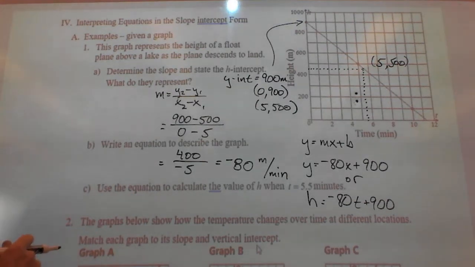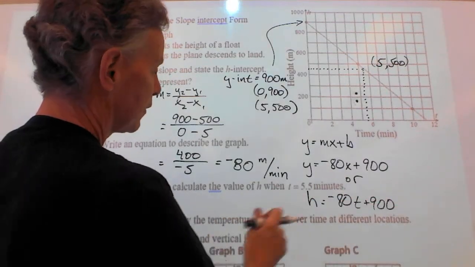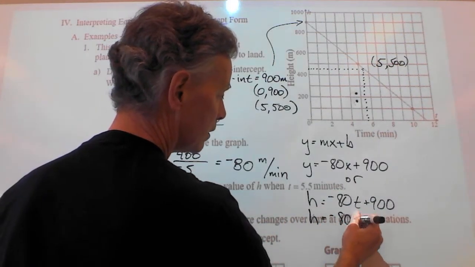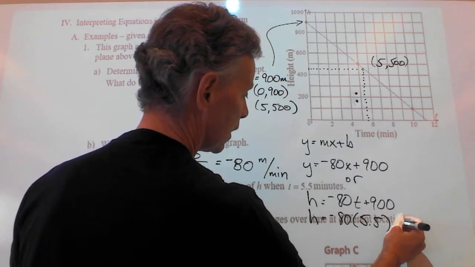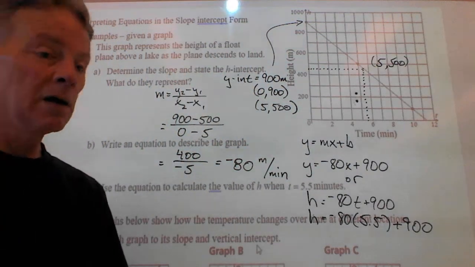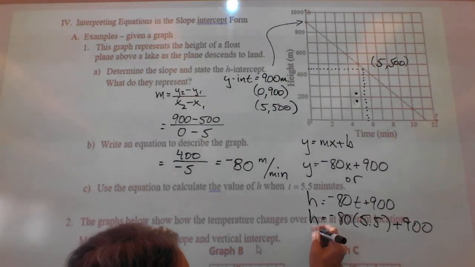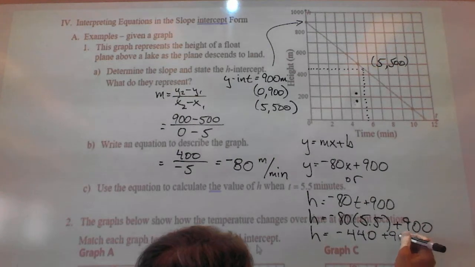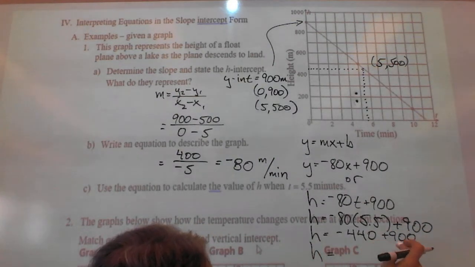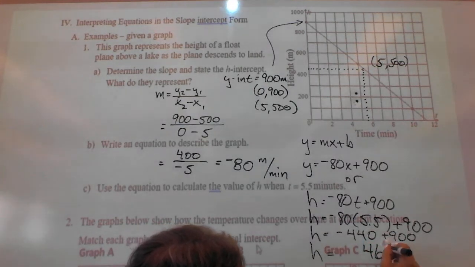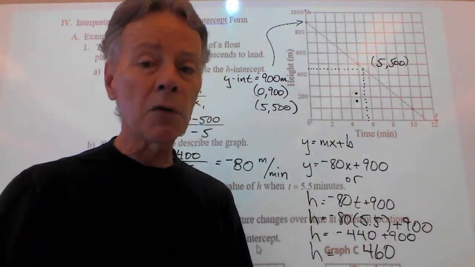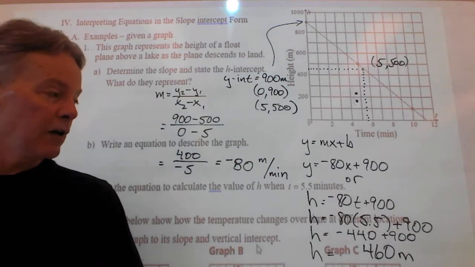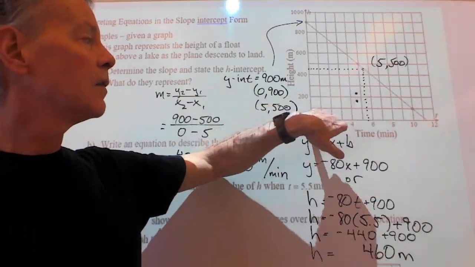So, what we'll do is we will take our equation, h equals negative 80t plus 900. We will substitute our value for t, so it becomes h equals negative 80 times 5.5 plus 900. 80 times 5.5 would be h equals negative 440 plus 900. h equals negative 440 plus 900 is 460. So you can see that by interpolating we got pretty close. We said it was about 450. 460, and since it's a height, we include the units. 460 meters. So that's how high this thing is after 5.5 minutes.